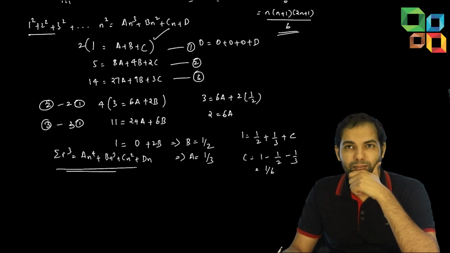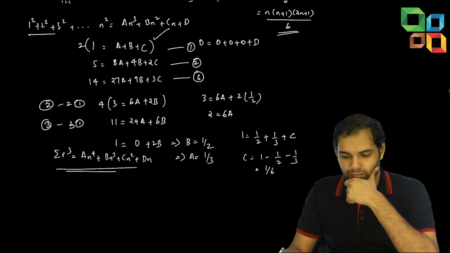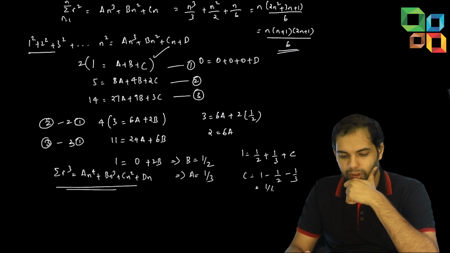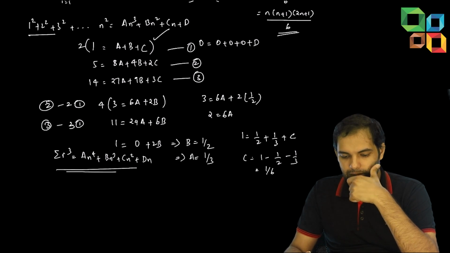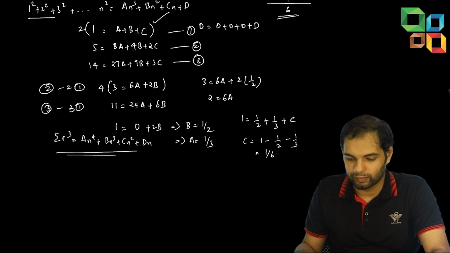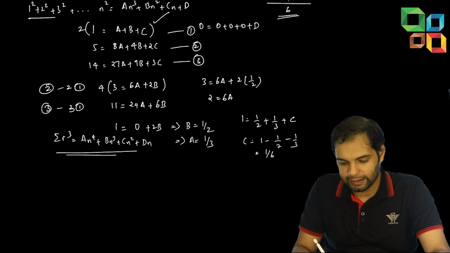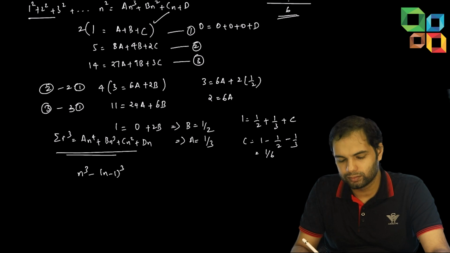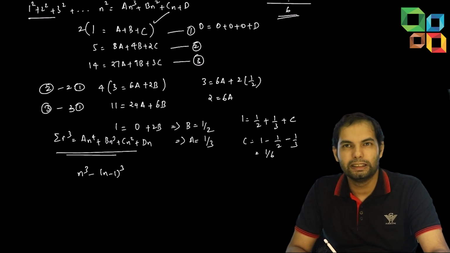So do we have to prove that the polynomial will always be one degree higher? Like how are we supposed to prove that? What you can do is write n cube minus (n minus 1) whole cube, right? This will be a quadratic equation, right, if you subtract the n cube term.